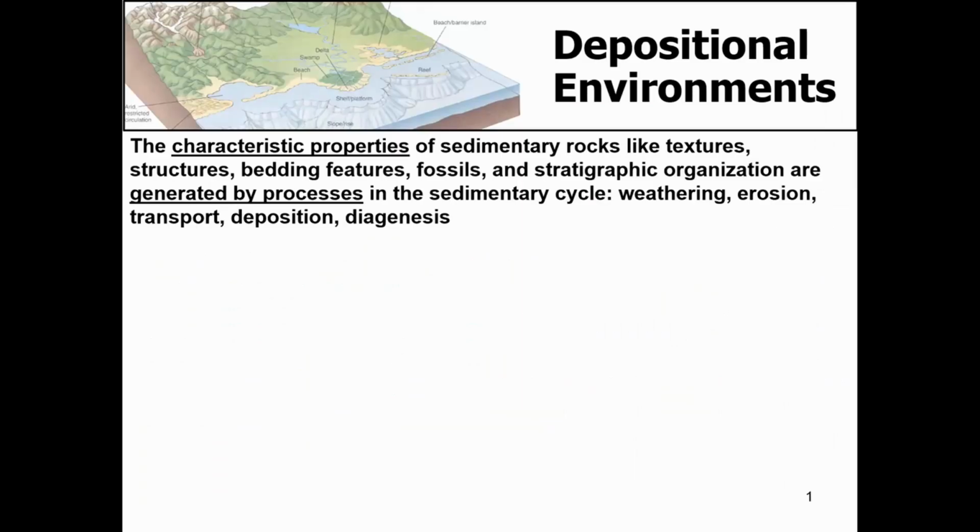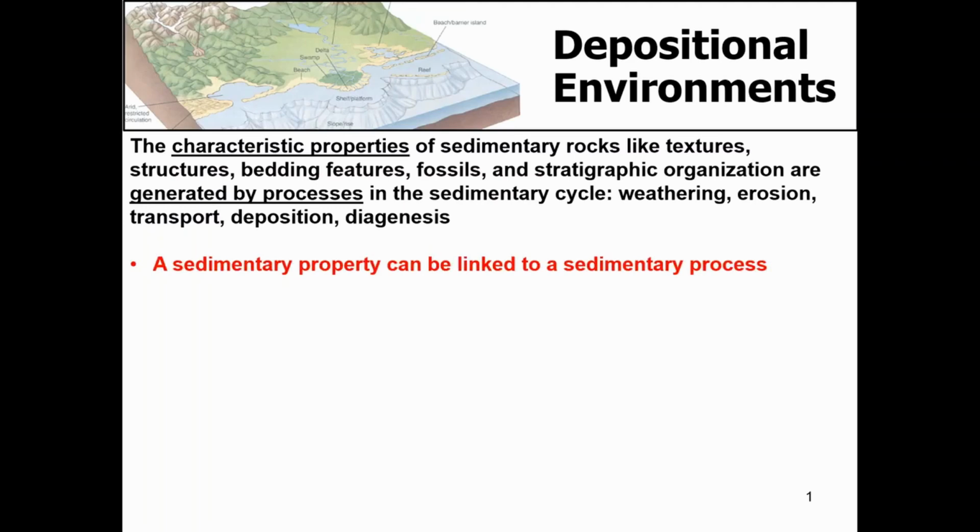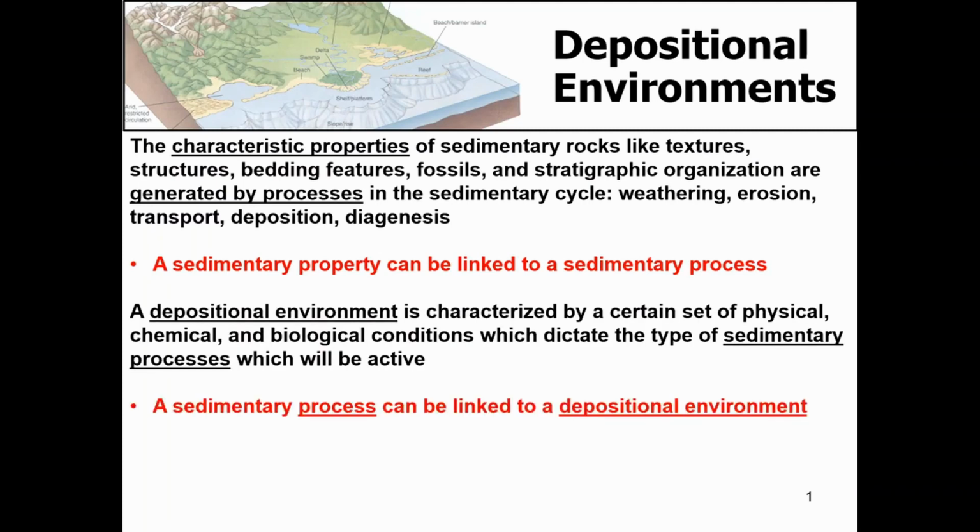So we all know that the characteristics of sedimentary rocks, such as the texture and the structures, are closely linked to the depositional process, such as whether it's a unidirectional flow or bidirectional flow, or the flow velocity. So a sedimentary rock's property is linked to the sedimentary process, and the sedimentary process, on the other hand, is linked to the depositional environment.